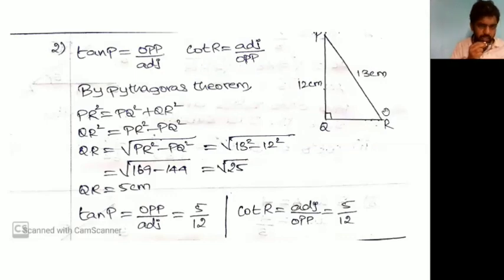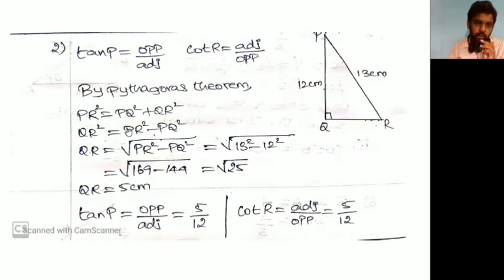A diagram is given as shown, and we have to find tan P and cot R. So we have PQ equal to 12 centimeters, PR equal to 13 centimeters. By Pythagoras theorem, we can find QR. PR square is equal to PQ square plus QR square, or QR square is equal to PR square minus PQ square. I am taking this PQ square to the other side, so it becomes minus PQ square. So the remaining is QR square.